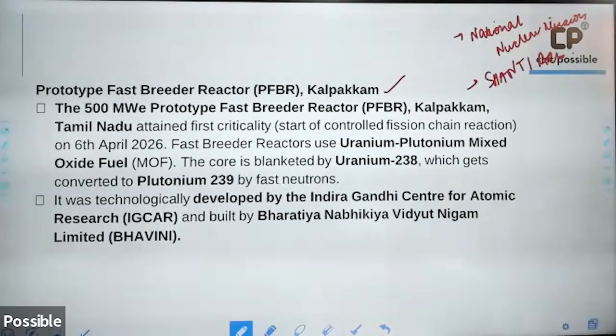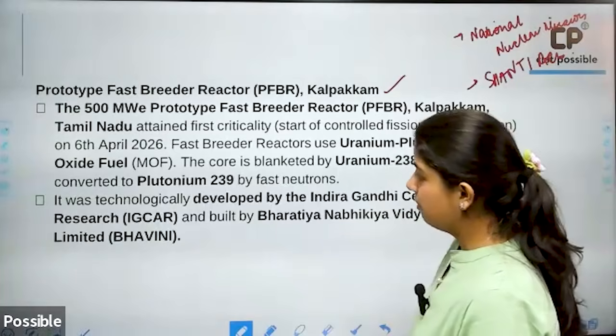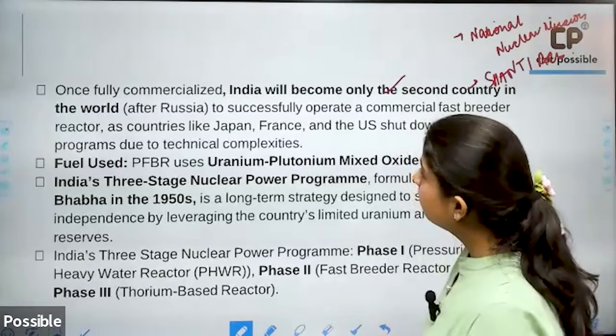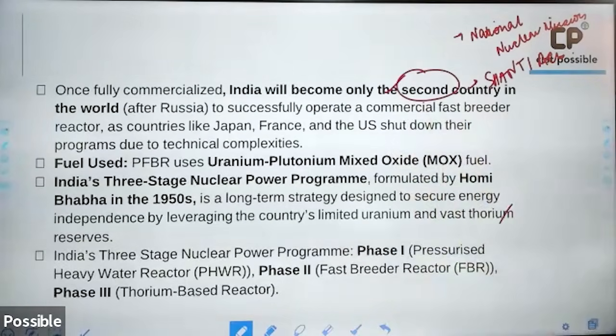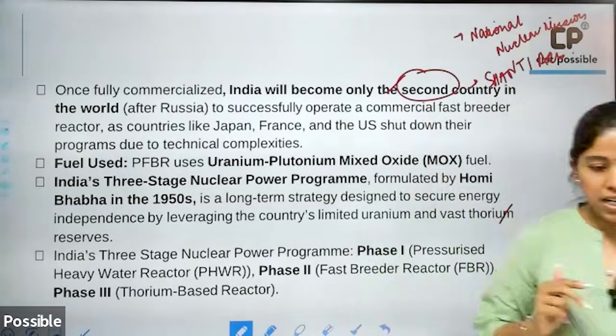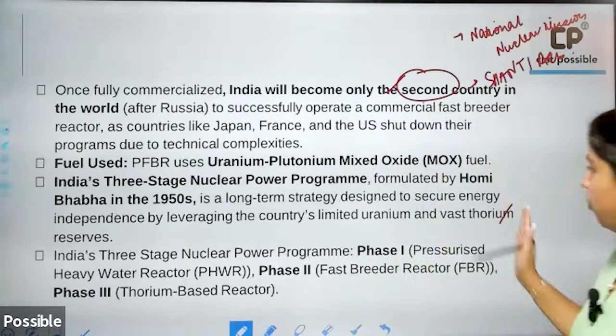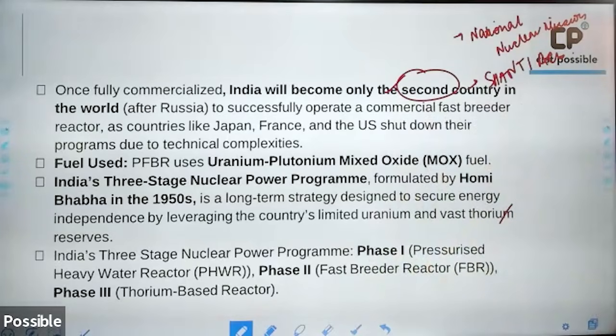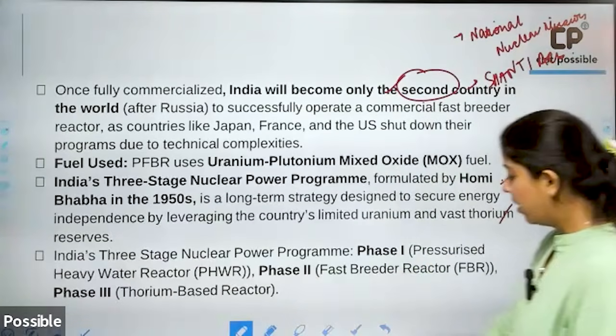So prototype fast breeder reactor, do remember it has been undertaken at Kalpakkam, developed by Indira Gandhi Center for Atomic Research, built by Bharatiya Nabhikiya Vidyut Nigam Limited, Bhavini. Okay. India has become the second country to do so. Very, very important. Before India, only Russia had this technology. Now we have also undertaken this. All right. Do go through all of this. 3-stage nuclear program was formulated by Homi J. Bhabha in the 1950s, for which he is also known as father of India's nuclear program.